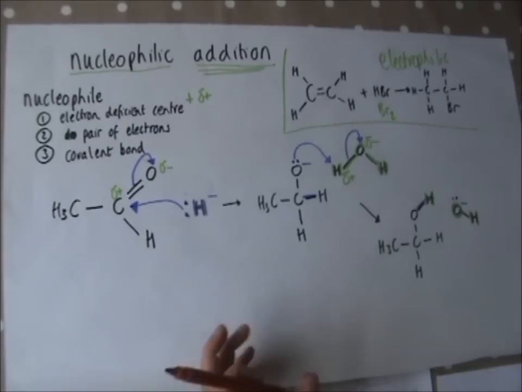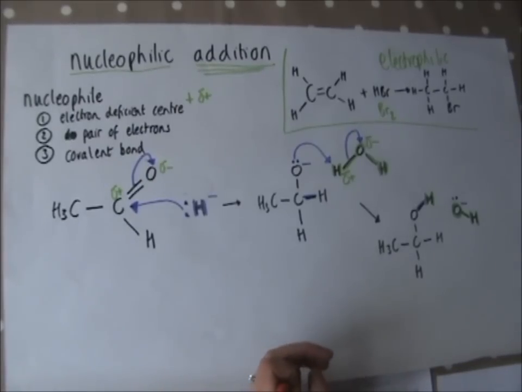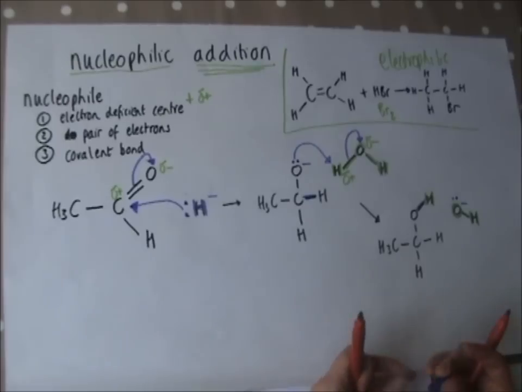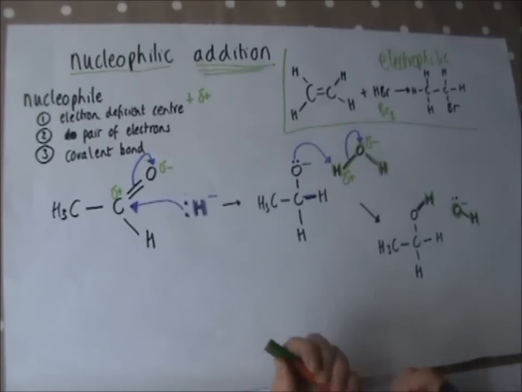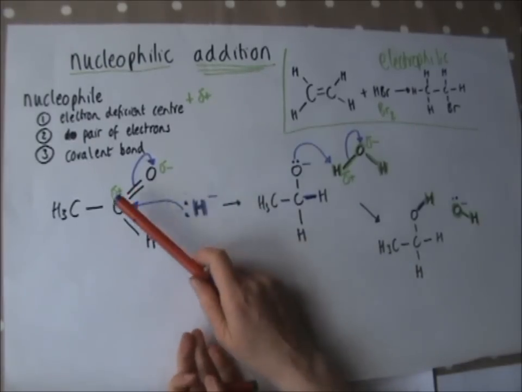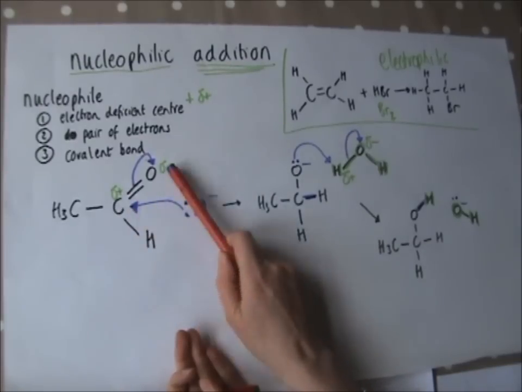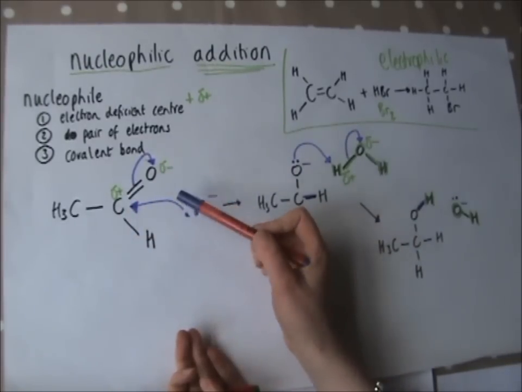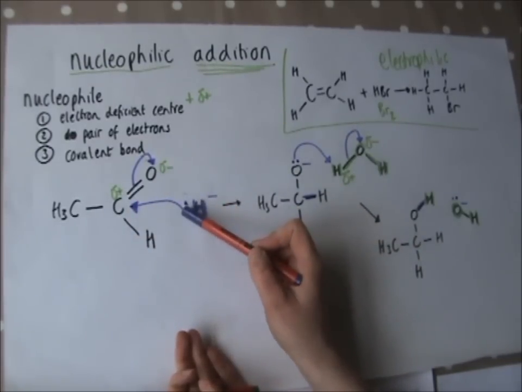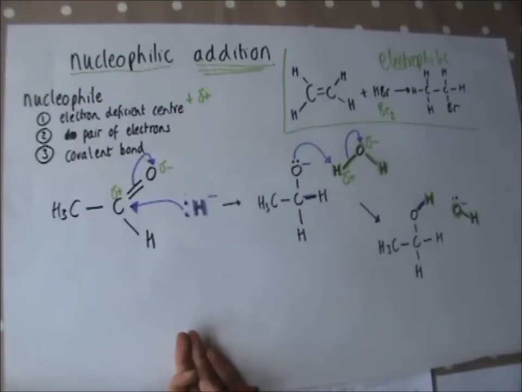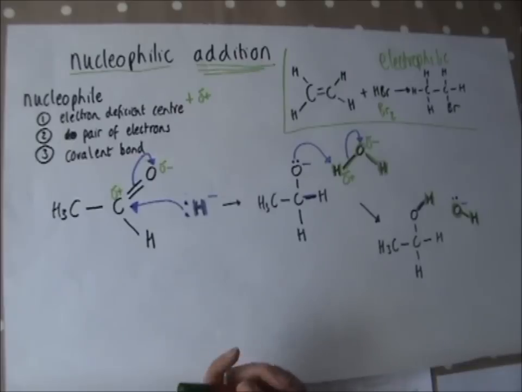Okay, now with all mechanisms, they have to be learnt and learnt very accurately. And the examiners are going to be looking for lone pairs, charges, partial charges, and then looking very carefully at where curly arrows start and where curly arrows finish. Okay, and that is our reduction of carbonyls using NaBH4.